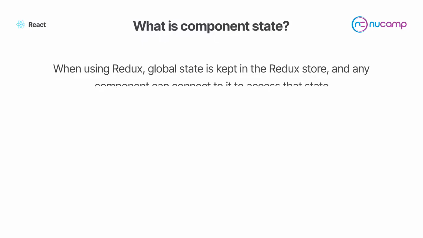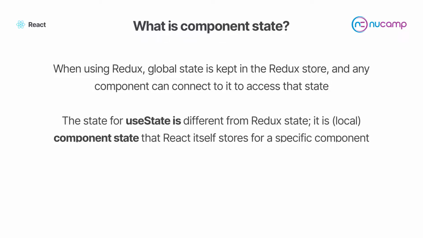When you learned to use Redux, you learned how to keep global state in the Redux store, to which any component can connect to access that state. With the useState hook, we are not talking about Redux state. Instead, we're talking about component state, which is data that React itself stores for a specific component. This can also be called local state because it's local to that component.